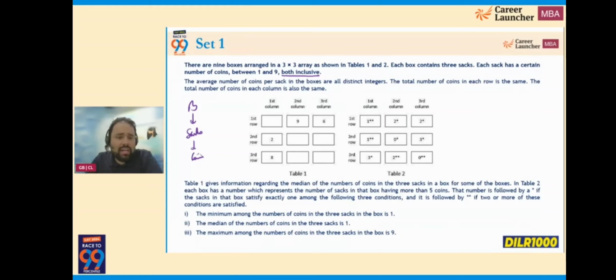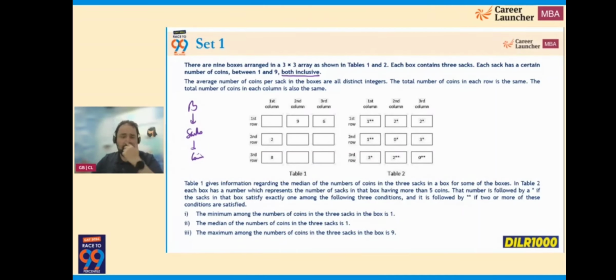Table 1 gives information regarding the median of the number of coins in the 3 sacks in a box for some of the boxes. In Table 2, each box has a number which represents the number of sacks in that box having more than 5 coins. That number is followed by an asterisk if the sacks in that box satisfy exactly one among the following 3 conditions, and it is followed by 2 asterisks if 2 or more of these conditions are satisfied.